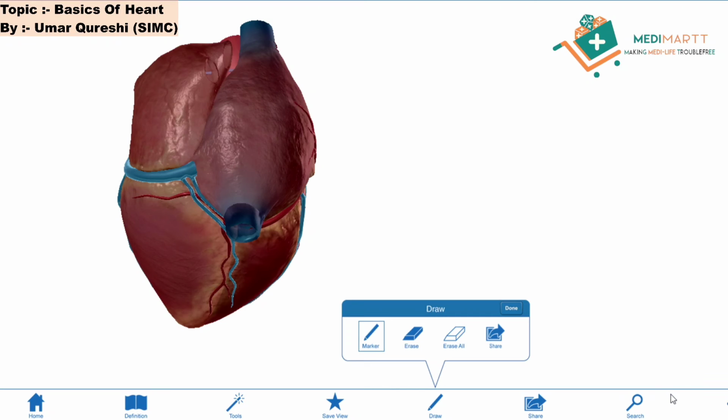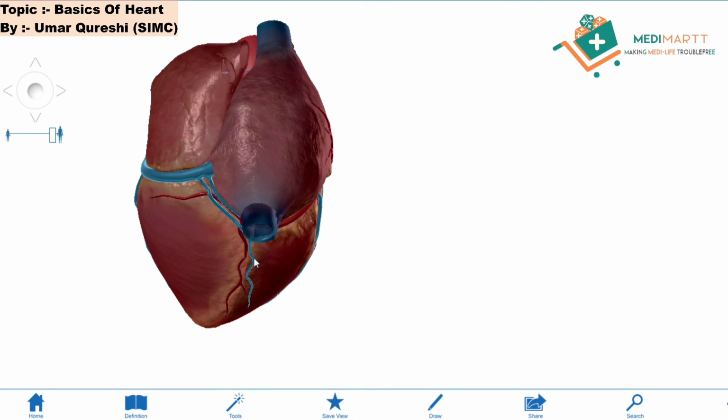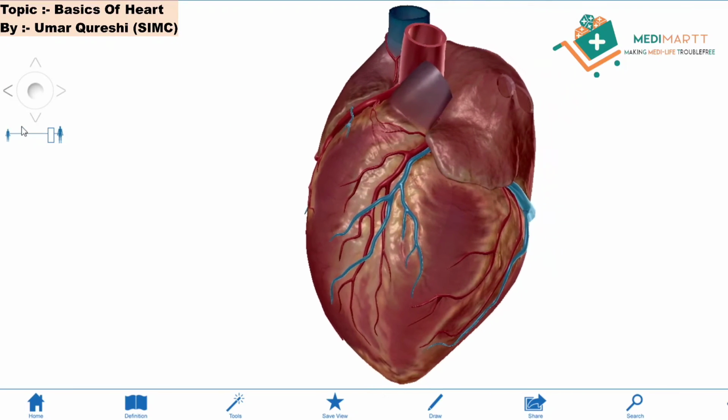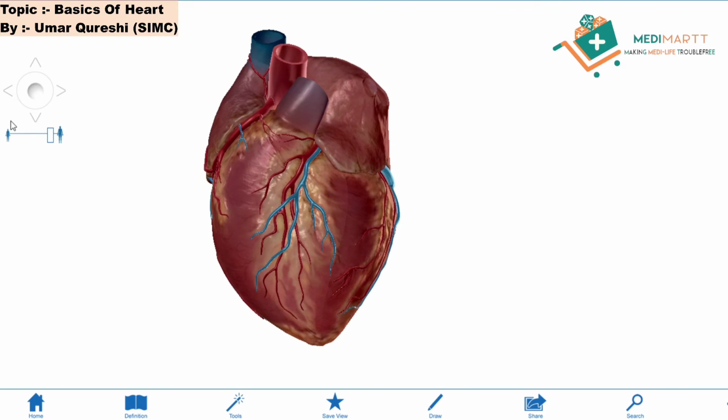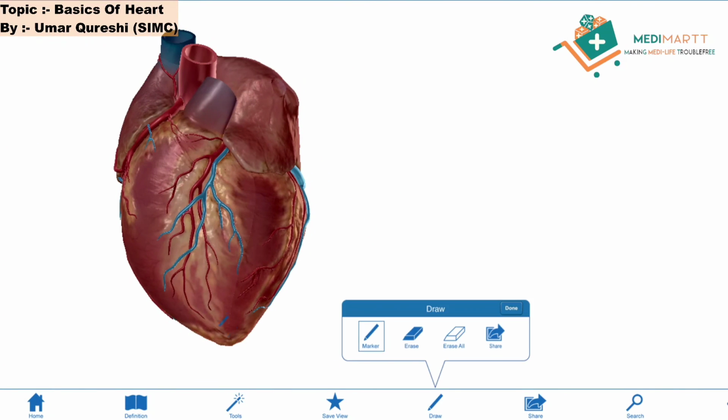Now we will discuss some important observations, some features that we need to understand, and teachers ask them very randomly. Basically, the apex is only formed by the left ventricle. We already know that this is the left ventricle, so the apex is only formed by the left ventricle. Now the base is only formed by the two atria. Then the right border is only formed by the right atrium, and the diaphragmatic surface is only formed by the two ventricles.